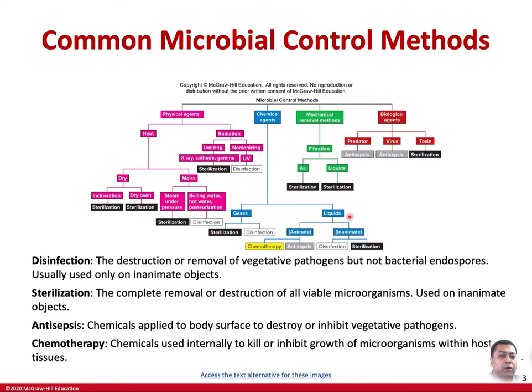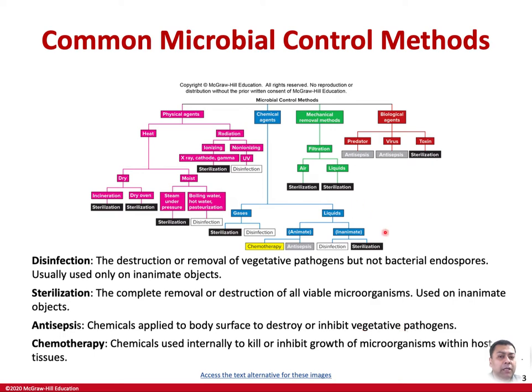On the other hand, the liquid, if we use the liquid on an animate object, one group, again this could be liquid or solid as well, is chemotherapeutic agents, and these are your different drugs that we take, which could be liquid or solid, that we are not going to discuss. On the other hand, if we are using them on the surface, these are your antiseptic agents, and the process is known as antisepsis. That is this process: destroy or inhibit vegetative pathogens.